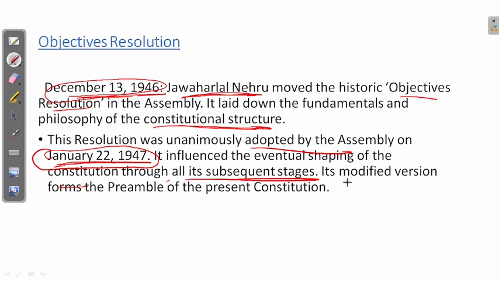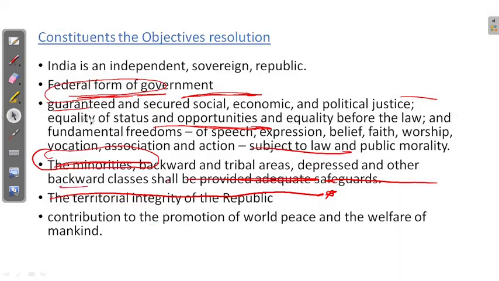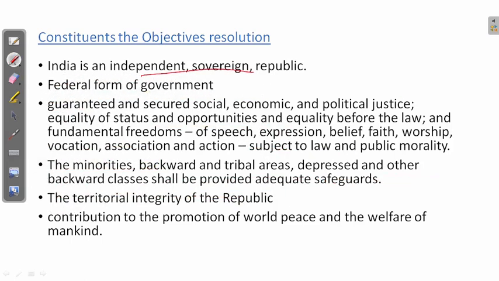Now this resolution, the objectives resolution, is the modified version of the preamble of the present constitution. You can see some of the features of this objectives resolution. First, India is an independent, sovereign republic. Next, India is a federal form of government.